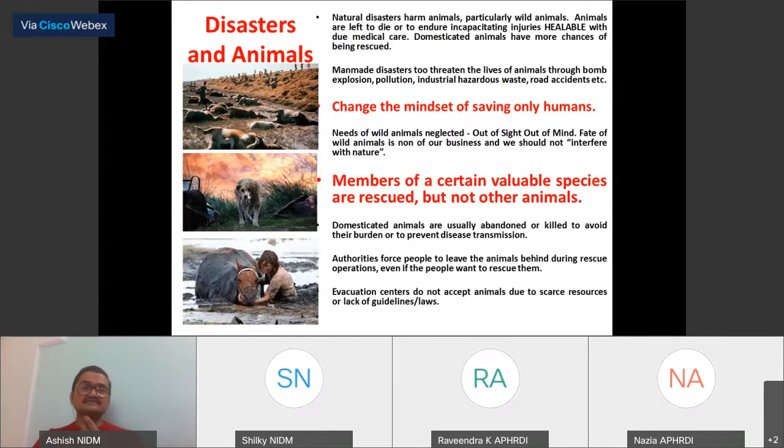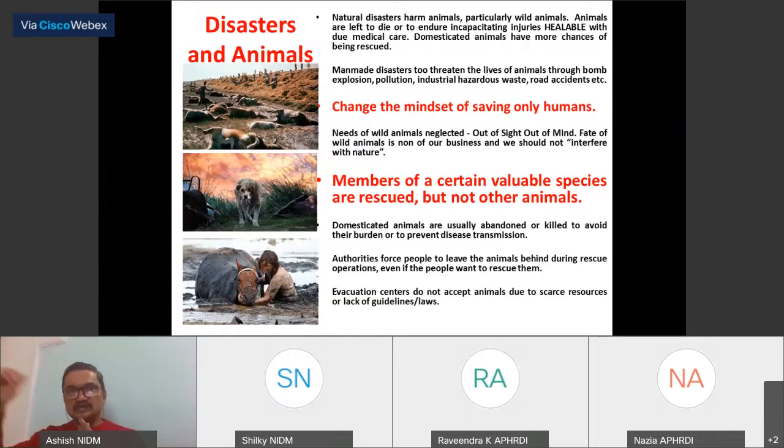If you talk about disasters and animals, natural disasters and man-made disasters, animals suffer like anything. One important aspect is the basic mindset of the human being that we have to save humans only at the time of disasters. We have to change this mindset. If we are going to the forest or to some areas to protect some of the animals, we protect only specific members of certain valuable species. We rescue only those animals. We don't rescue all the animals.